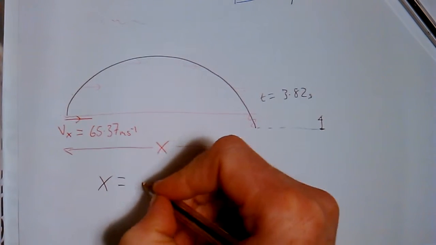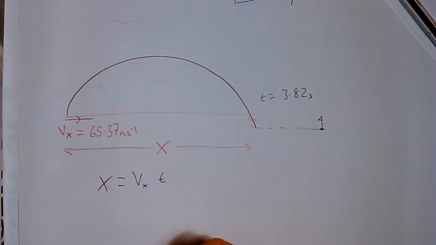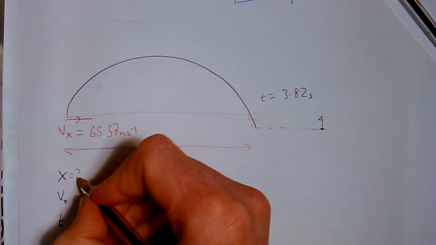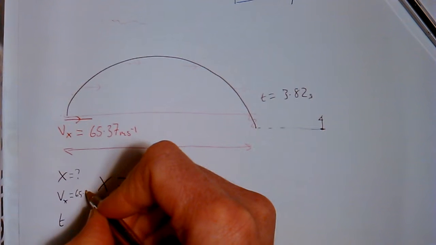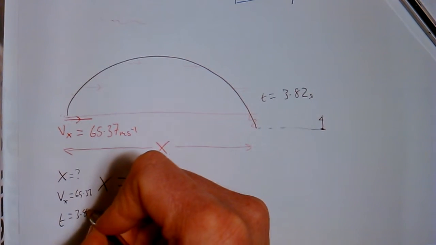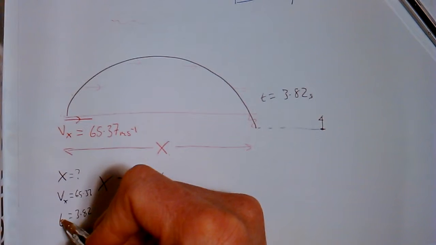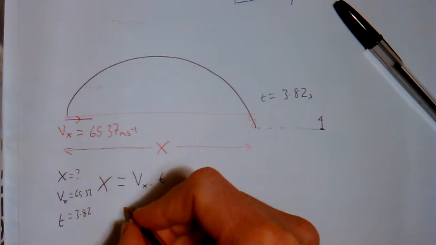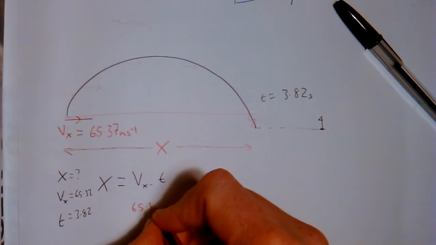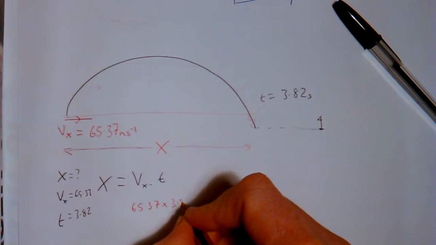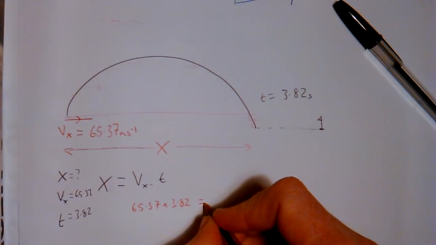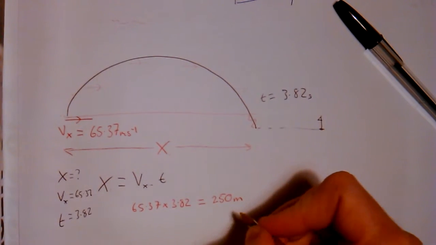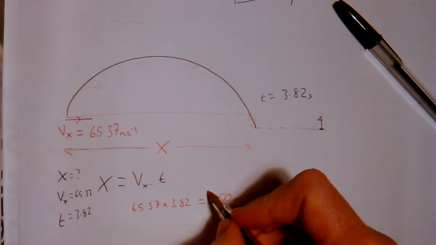x equals vx t. I usually tell you to write them all down the side like this, so you've got them. x is what we're trying to find out. v is 65.37 and t is 3.82. Write them in that order and then you know it's x equals vt. So we do 65.37 times 3.82 and that comes out as a distance of 250 meters. So that's our range there, x.